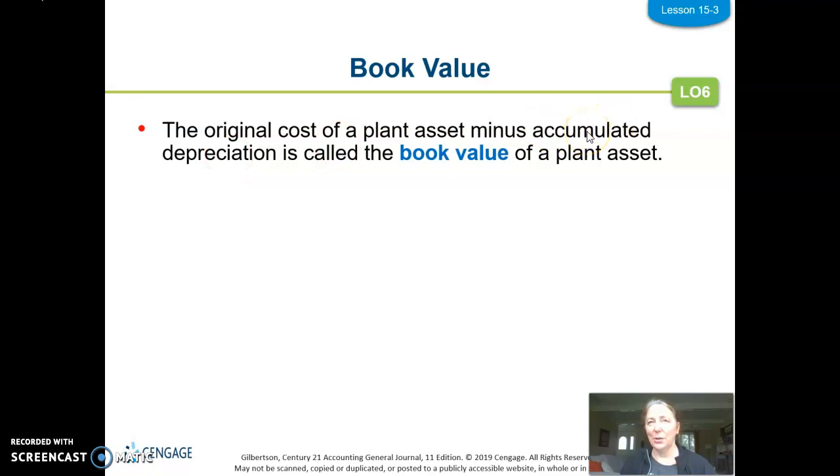Okay, that is a contra asset account. I want to make sure you guys know that. Accumulated depreciation is a contra asset account, which means it has a normal credit balance. It goes up as a credit, it goes down as a debit.